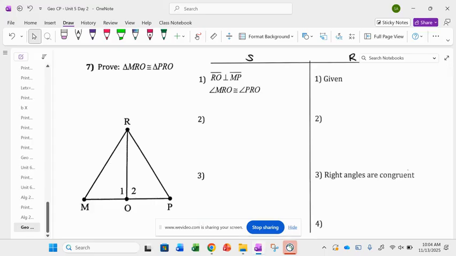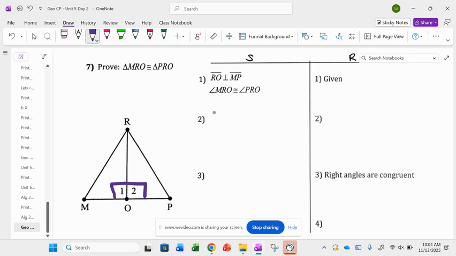Okay, so here it says that RO is perpendicular to MP. Jaxie, what does that mean if RO is perpendicular to MP? What can we conclude? They are like, is it 90-degree angles? We make right angles, exactly. So if RO is perpendicular to MP, then we're going to get two right angles there.